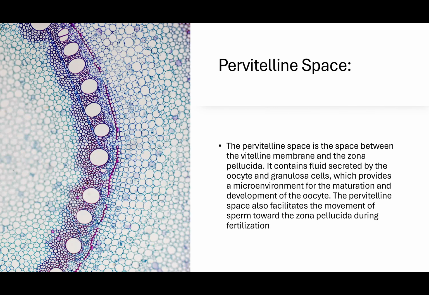The perivitelline space: just telling you that the picture here is not of the perivitelline space, but I couldn't find a nice picture of it, so I just put a random picture there. The perivitelline space is a space between the vitelline membrane and the zona pellucida. It contains fluid secreted by the oocyte and granulosa cells, which provides a microenvironment for the maturation and development of the oocyte. The perivitelline space also facilitates the movement of sperm through the zona pellucida, well, not via, but during fertilization.